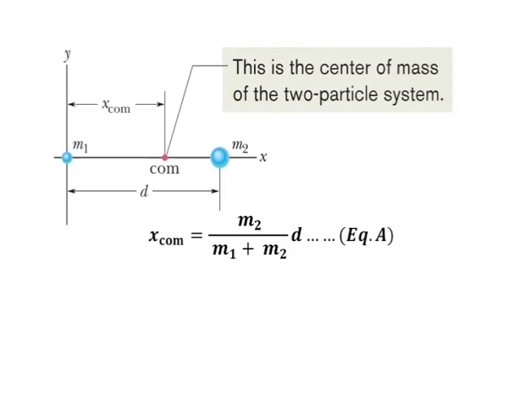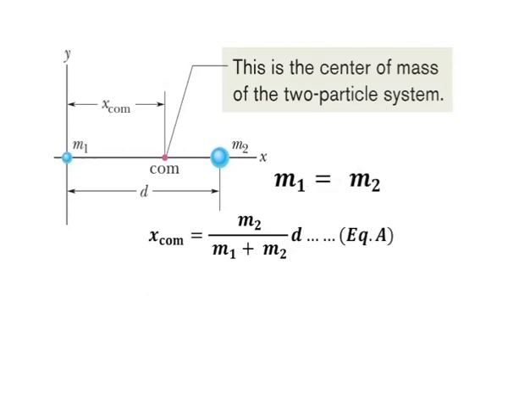Suppose as an example that m2 is equal to 0, then there is only one particle of mass m1 and the center of mass must lie at the position of that particle. This equation then reduces to x center of mass is equal to 0. If m1 is equal to 0, there is again only one particle of mass m2 and we have, as we expect, x center of mass is equal to d.